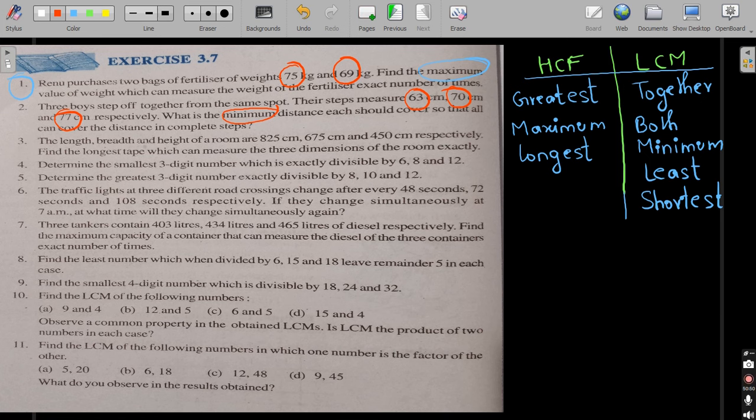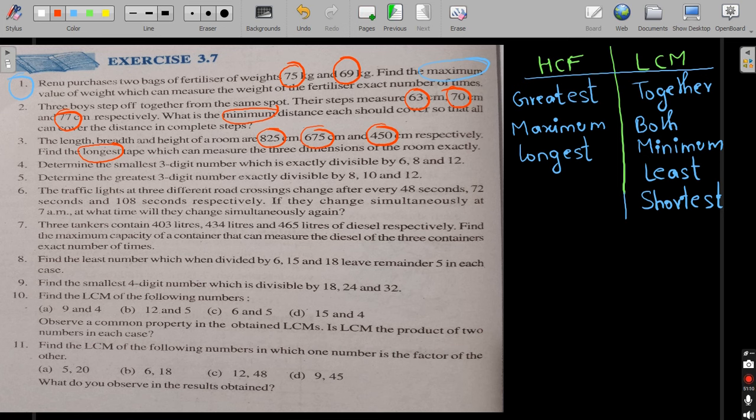Now question number 3 we need to identify. Okay, the length, breadth, everything, it is longest. Very good. Longest means what, dear student? HCF. HCF of what numbers? 825, 675, 450. Very good. Now question number 4 and 5 we will discuss later on.